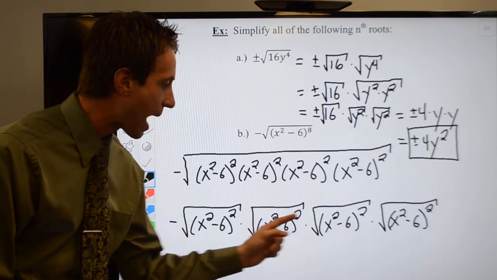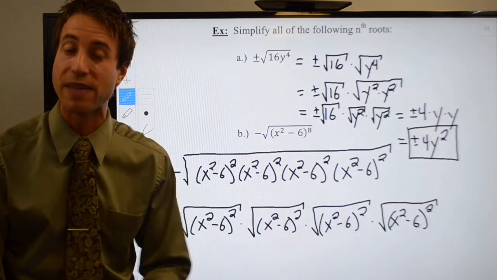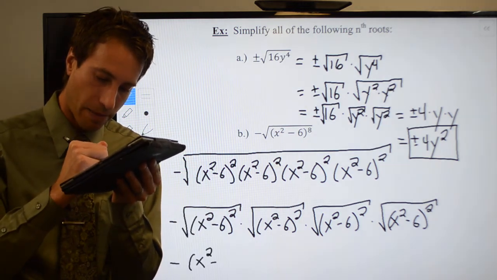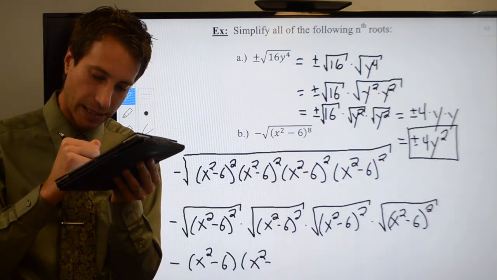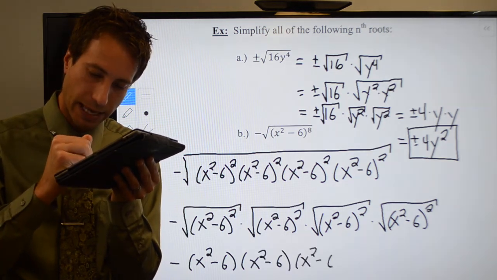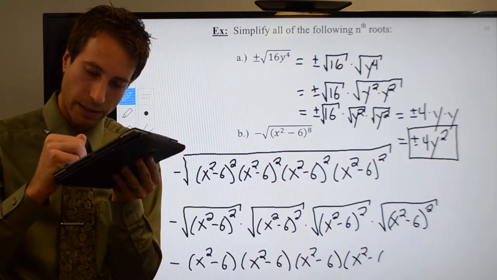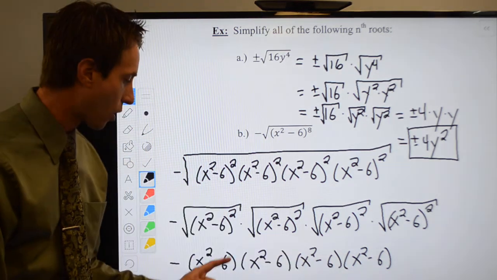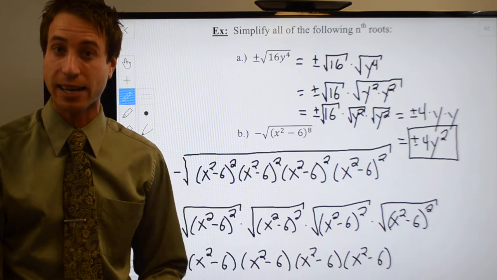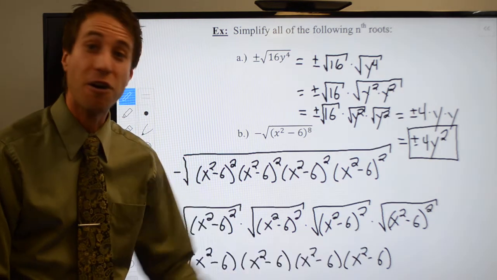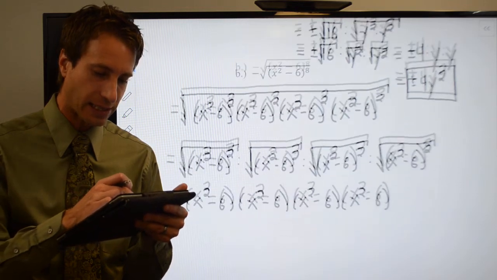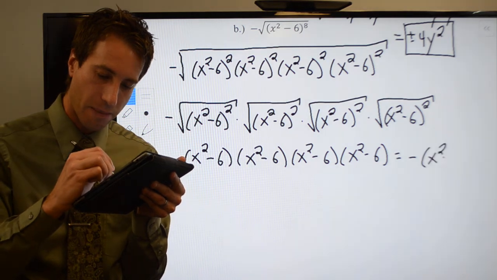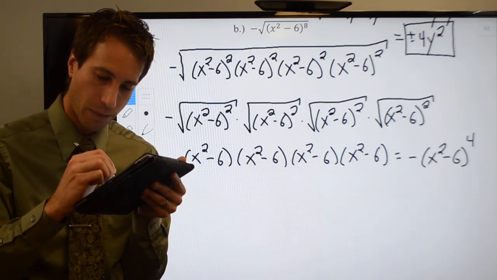The index and the power are the same in every single one of them, which means they just cancel each other out. So I'm left with minus x squared minus 6 times x squared minus 6 times x squared minus 6 times x squared minus 6. Well, the bases are all the same. They're all to the first power. Add the exponents. 1, 2, 3, 4. So as my final answer in simplified form, I will rewrite this as negative x squared minus 6 to the 4th power.